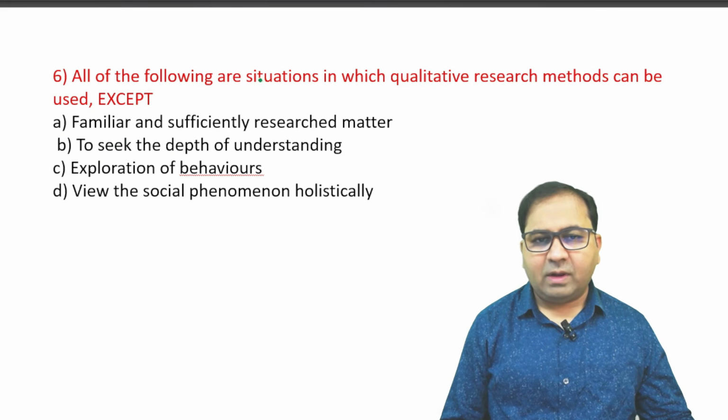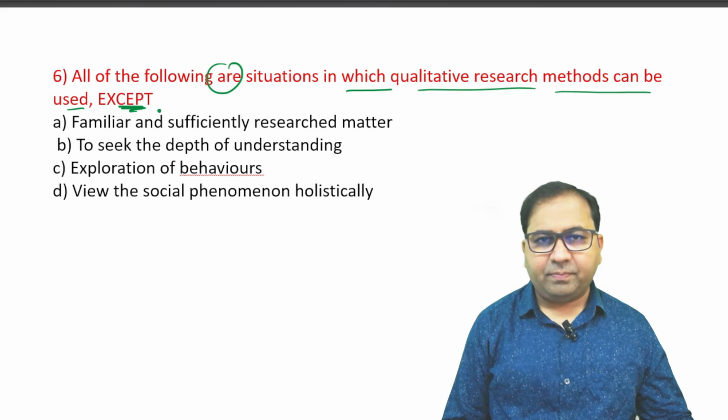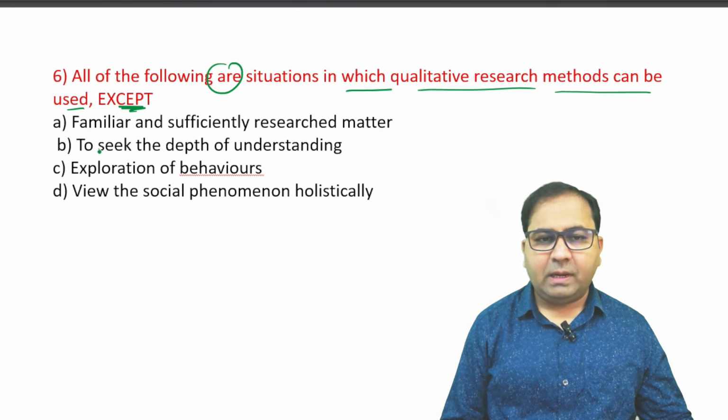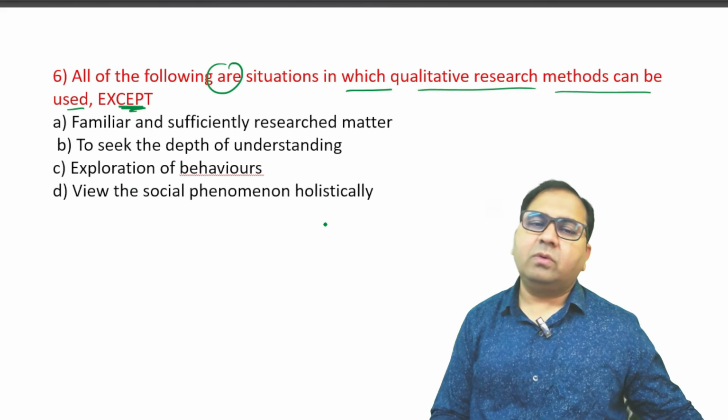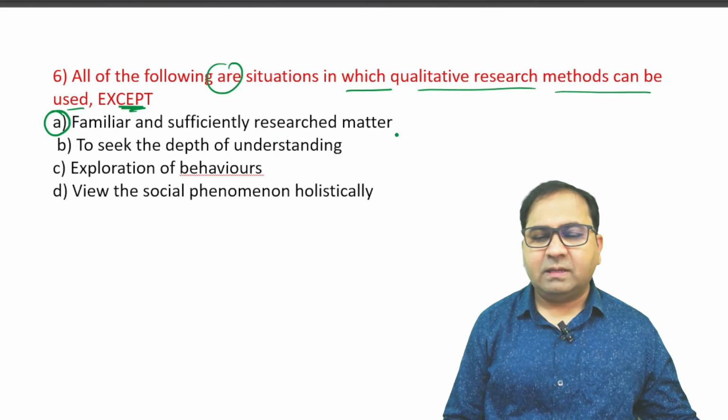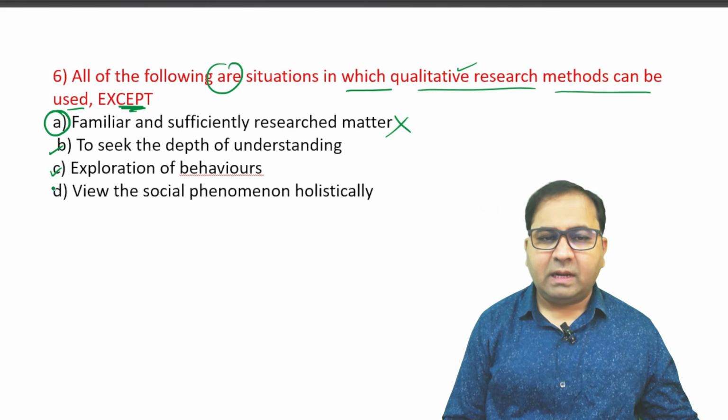Next question. All of the following are situations in which qualitative research methods can be used except. The options are A. Familiar and sufficiently researched matter, B. To seek the depth of understanding, C. Exploration of behaviors, or D. View the social phenomenon holistically. So what is the answer for this question? The answer is option A, that is familiar and sufficiently researched matter, because it is a situation in which the qualitative research method is not used, but in options B, C and D they are used.